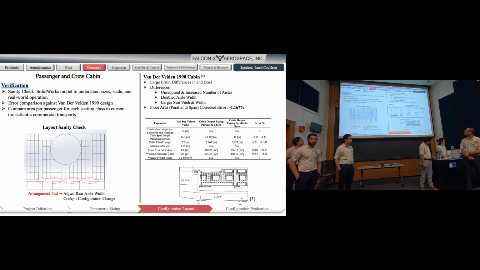Verification of this: first it's laid out, and then sanity check, tolerances. If it's failing, you have to return it back to the layout. Next is the Vandervelden.